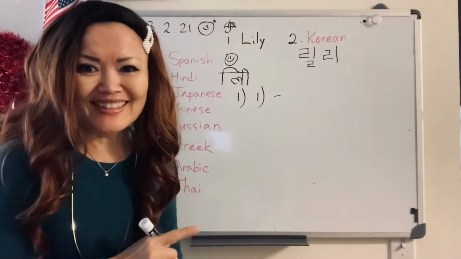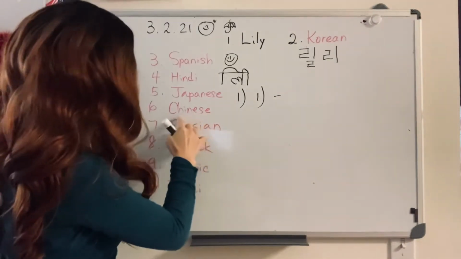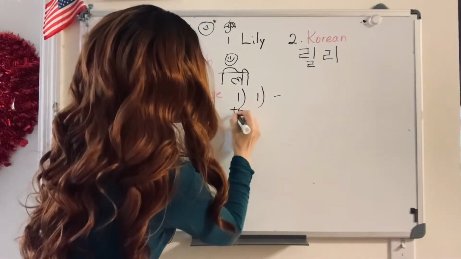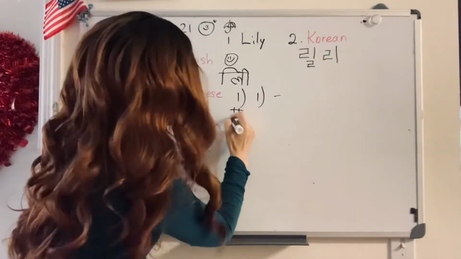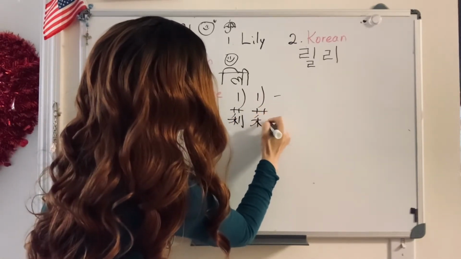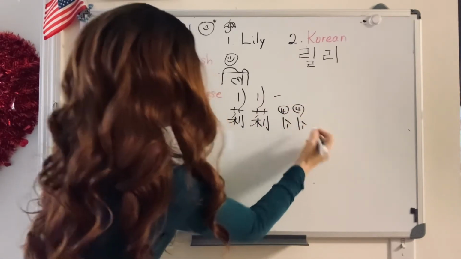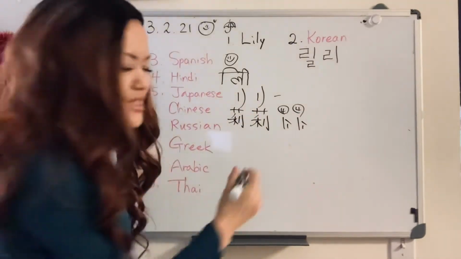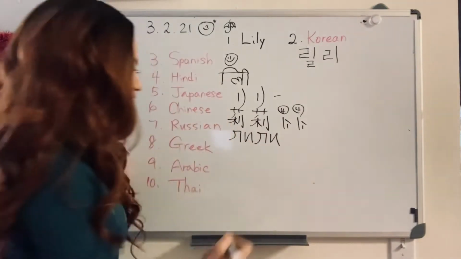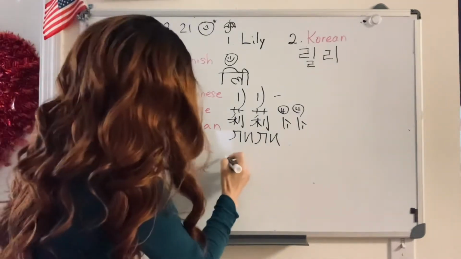La-ri-ru-re-ro, L-ro. La-ri-ru-re-ro. Riri. 私の名前は Riri です. Let's go Chinese. It's Li-li. Oops, Li-li. It's a fourth tone, Li-li. Okay, let's go. Russian is Lily. L sound, Lily. Pretty easy, isn't it? Let's go Greek. Lily is Lil.